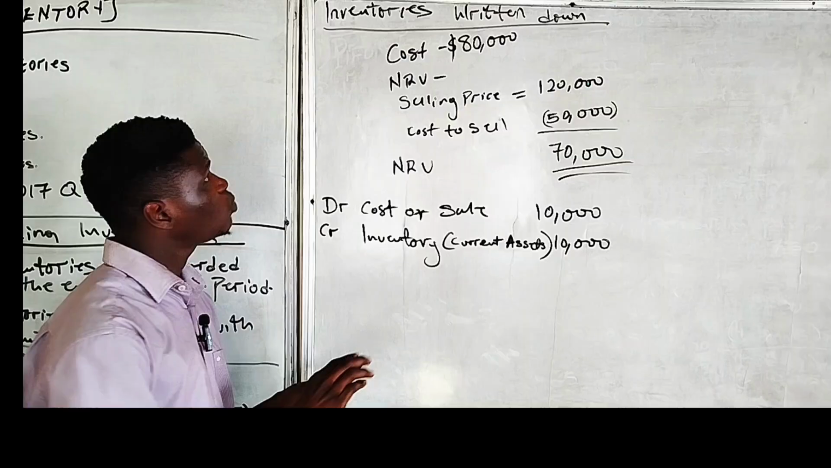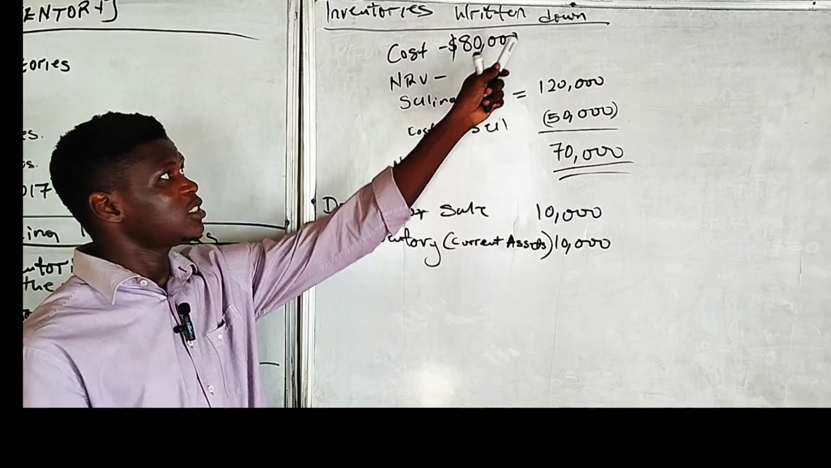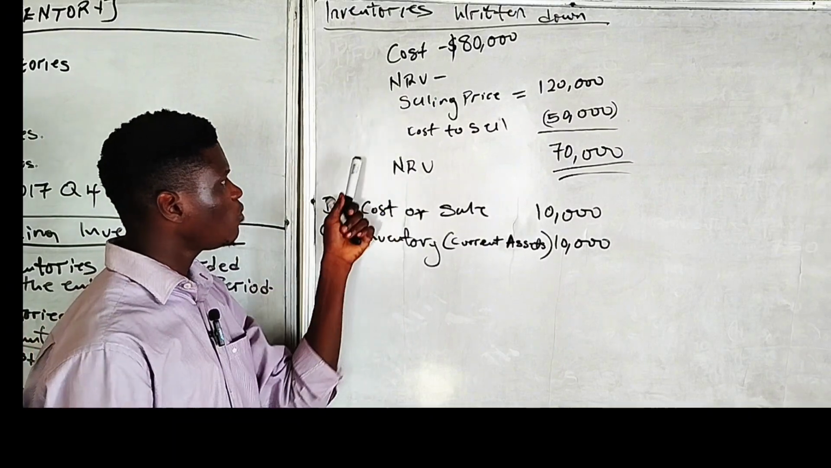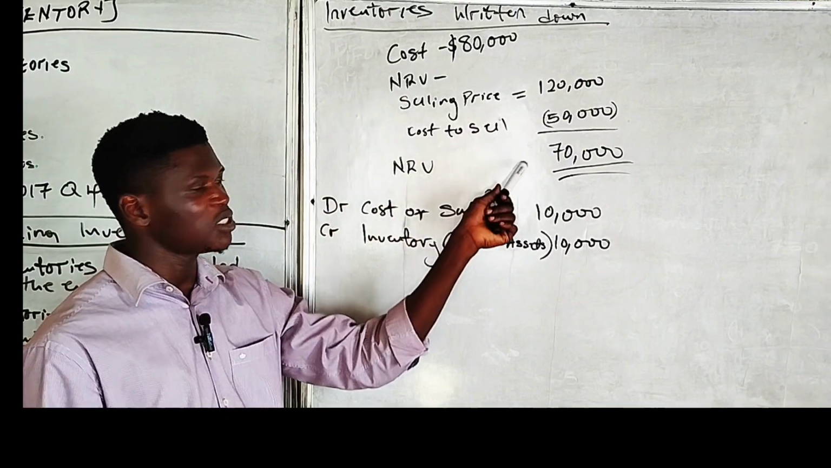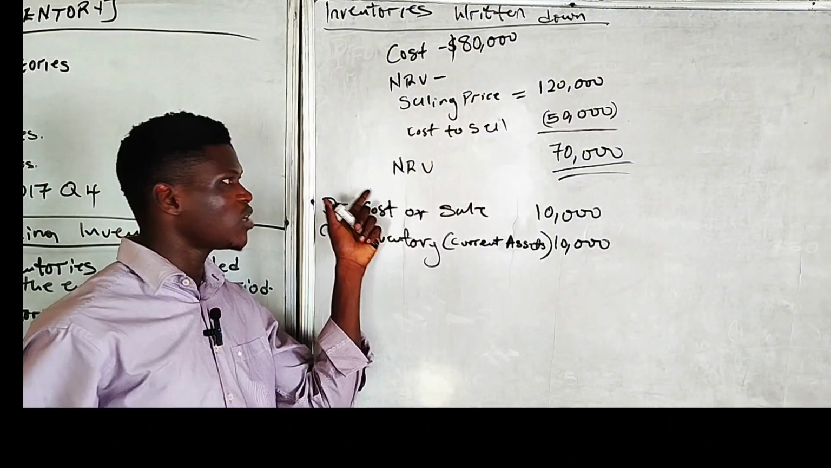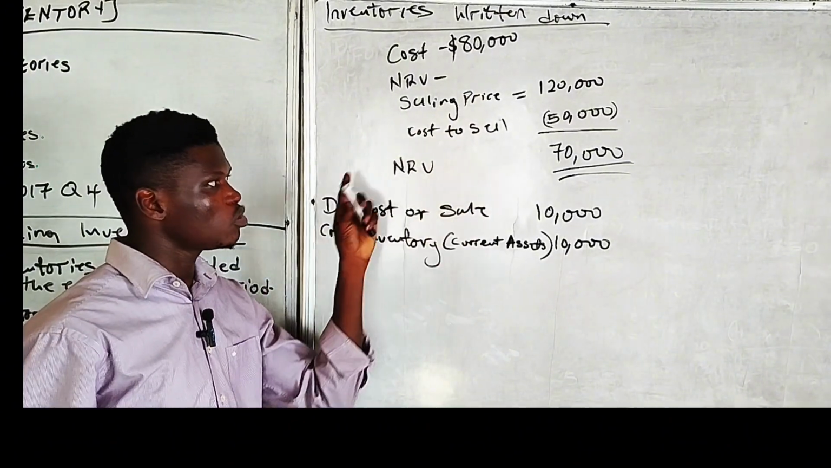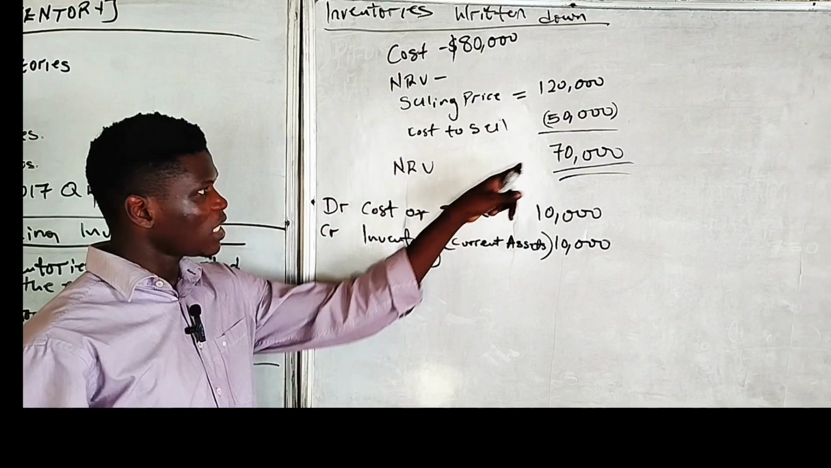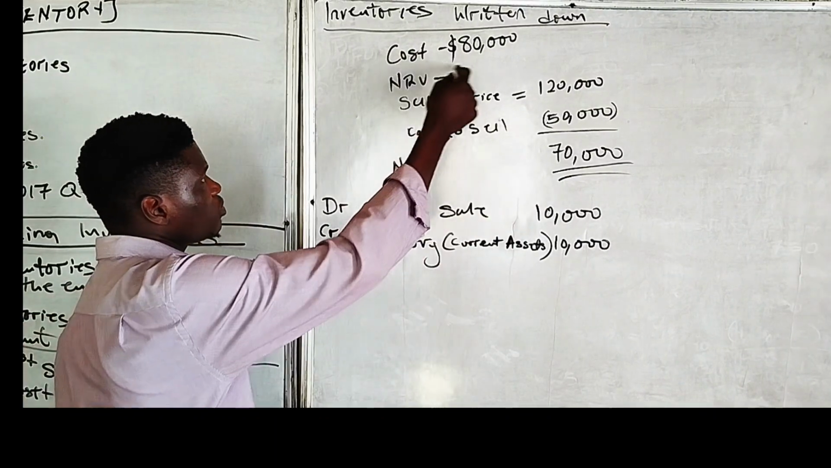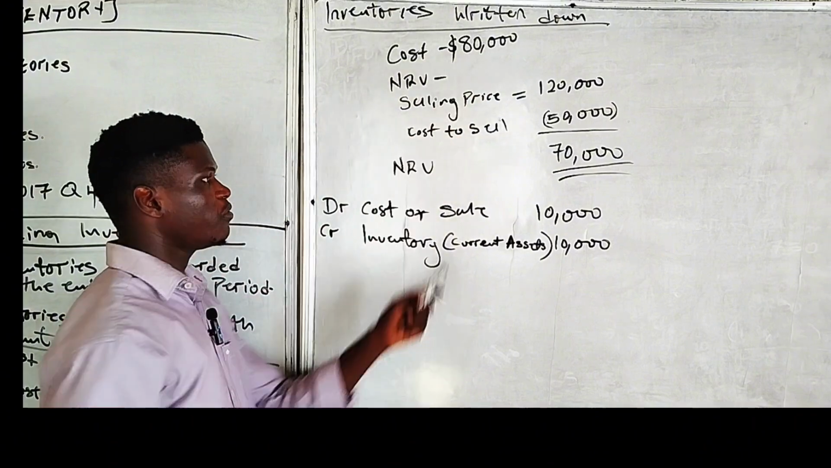We said the inventory was initially recorded at 80,000. Let's say last year it was recorded as 80,000. Now we found out that our net realizable value is 70,000. We have to bring down the cost of 80,000 to reflect the net realizable value, which means that inventory is to be measured at the lower of the two. So we have to deduct 10,000 from this to reflect this value.